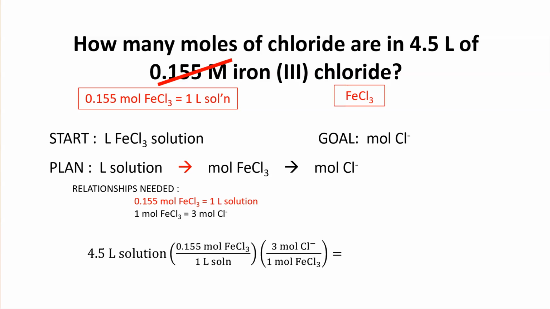All right, so we can again use dimensional analysis to help us get those units in the right place. And then we can pick up our calculators and again, still be mindful of significant figures. And we end up with 2.1 moles of chloride ion.